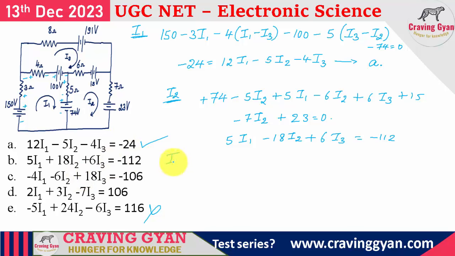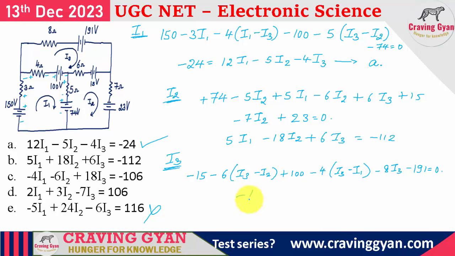Next, KVL for I3. If I am taking, what I'm going to get is minus 15 minus 6 times (I3 minus I2) plus 100 minus 4 times (I3 minus I1) minus 8 times (I3 minus 191), which is equal to 0.